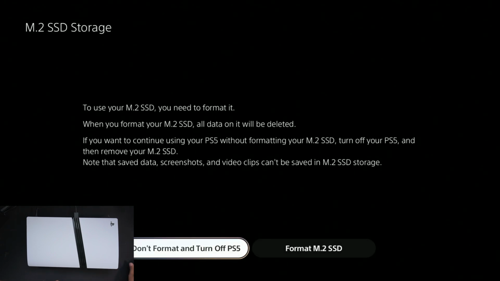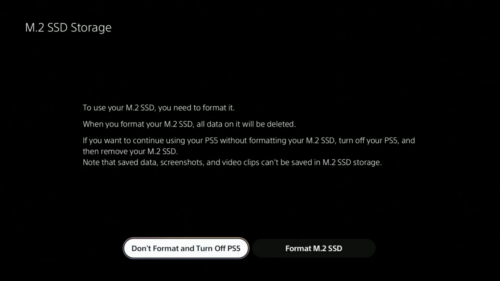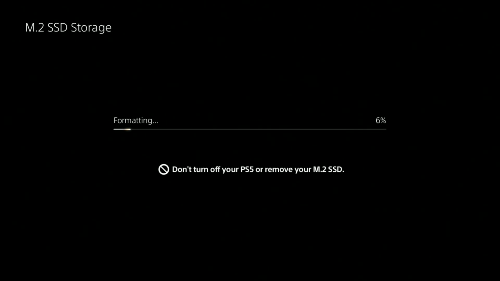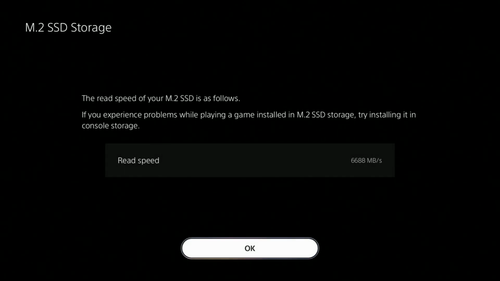So it says right here, hey, you've installed an M.2 SSD. You need to format it. So then you want to go ahead and hit format. Boom. It's going to do its magic. Probably only takes a few seconds here. Think about it. You have 4 terabytes of data storage on that small little thing. It's crazy. So it tells you the speed, which is amazing. 6688.